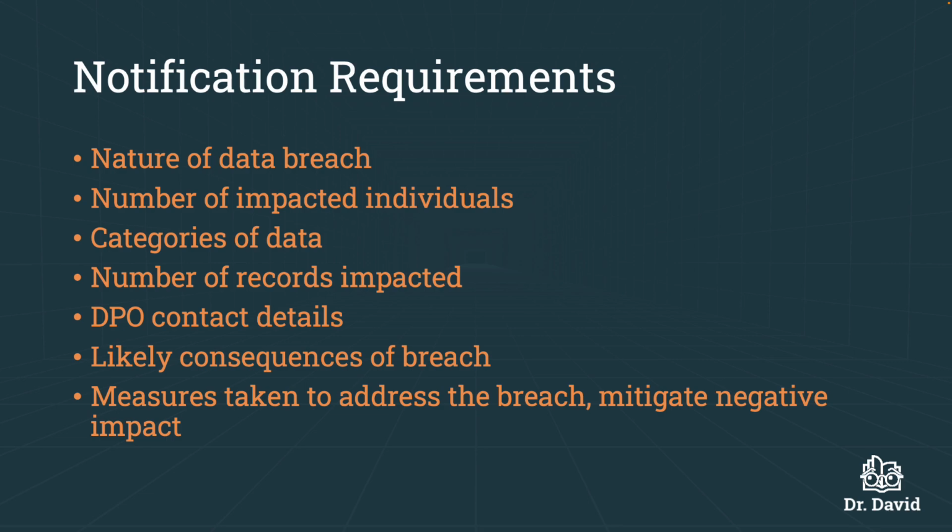So nature of the breach, how did it occur? Is this an unintentional loss? Was this a hack or ransomware attack? Categories of data, again, this is health data, this is financial data, this is biographical data. The likely consequences of the breach, for example, if social security numbers or financial data was lost, then perhaps likely consequences include identity theft. And finally, what measures your organization has taken to address the breach.